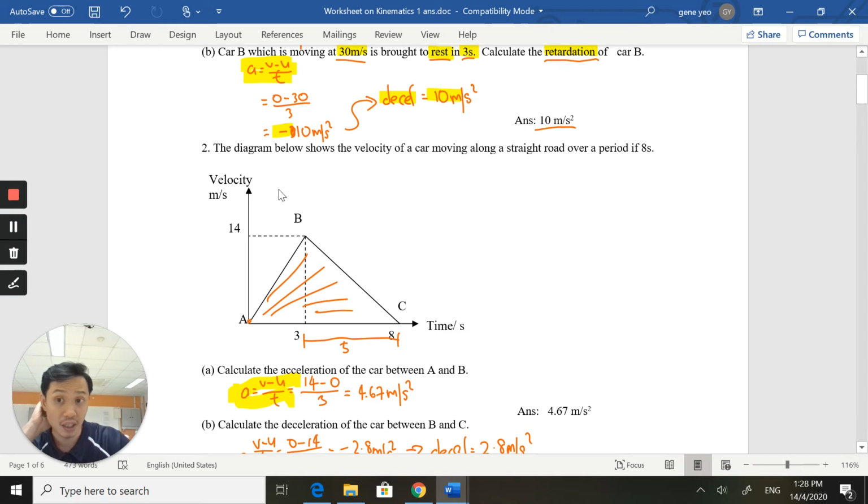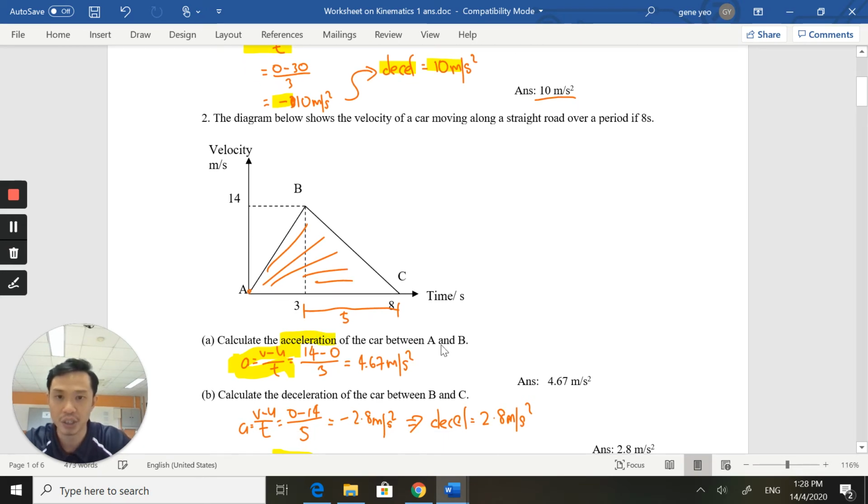Okay, so let's look at part 2, question 2. So I've got a speed time graph, very, very common. You have to learn how to interpret a speed time graph of a car. Now calculate the acceleration between A and B. Same thing, I'm going to use this formula, a equals v minus u over t.